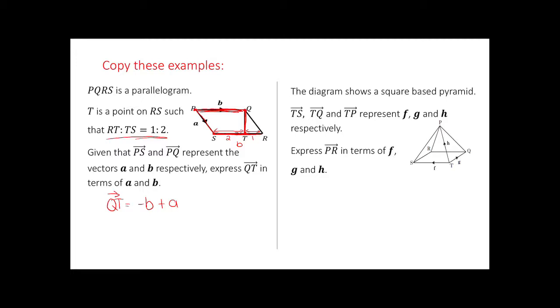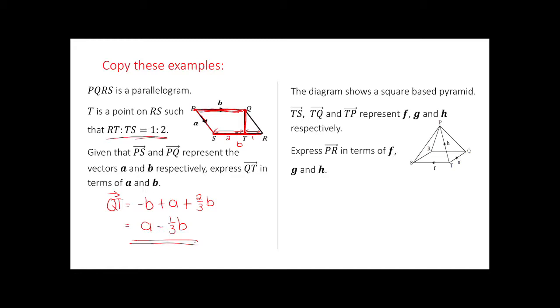However, we don't want to go from S to R. We want to go from S to T. So in other words, we want to go 2/3 of the way to R. So we want to add on 2/3 of B. So we can now simplify this. So we've got an A, we've got 2/3 of B, and we're taking away a B, which would give us minus 1/3 B. And that's going to be our final answer.